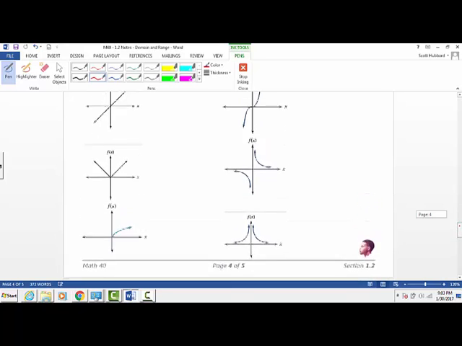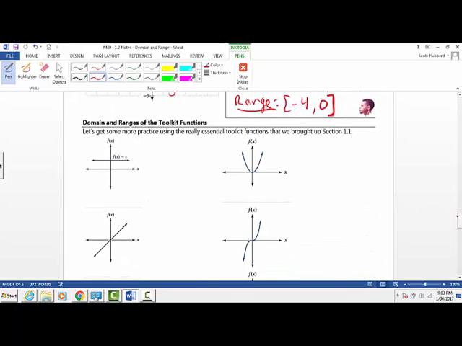All right. So this part is not so important about the toolkit functions. I'm going to go ahead and I got this out of the book actually. So I want you to go ahead and just look these up in the book in section 1.2. Okay. And for instance, what I mean is for these functions, go ahead and write the domain and the range. And I'll start you out on this one right here.